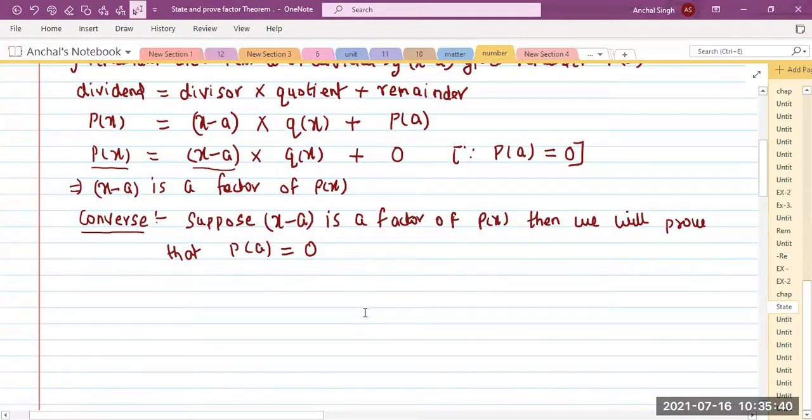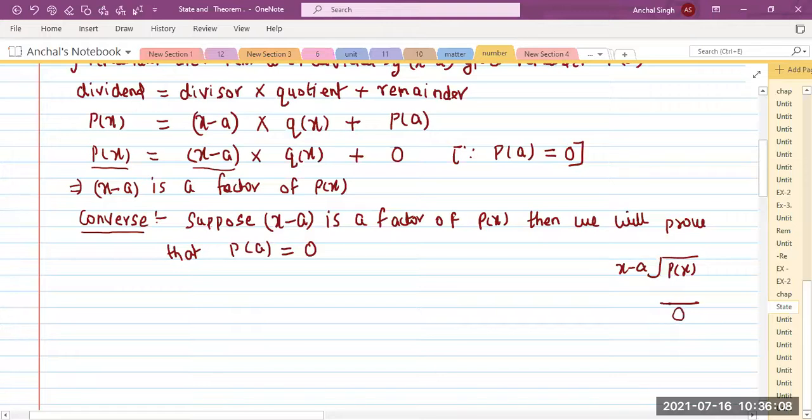Okay, so let's start with the proof of the second part. So now it is given that x minus a is a factor of Px. Just tell me, if x minus a is a factor of Px, then what will be the remainder? Can you tell me, if x minus a is a factor of Px, then what will be the remainder? 0. Very good. 0. Absolutely correct.